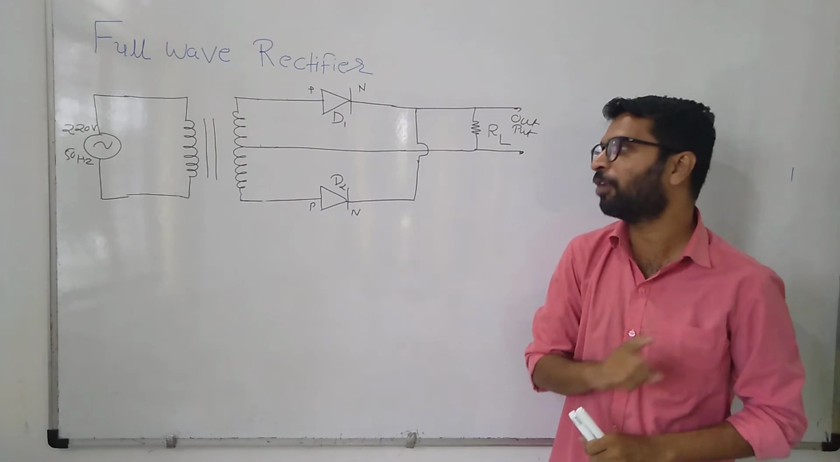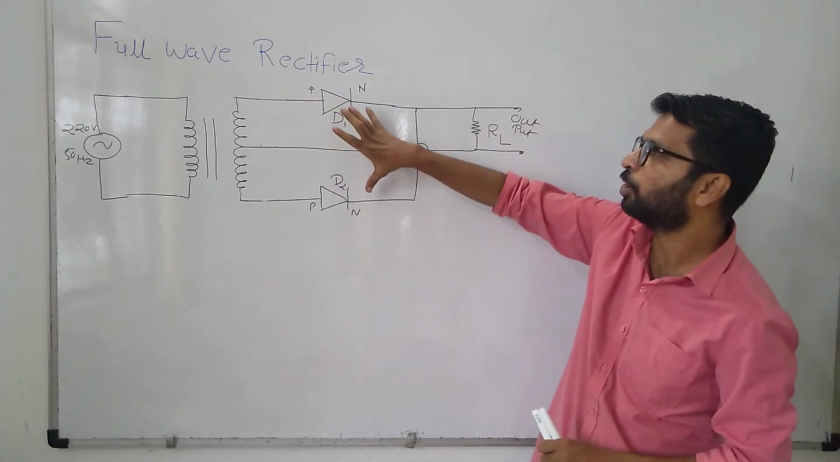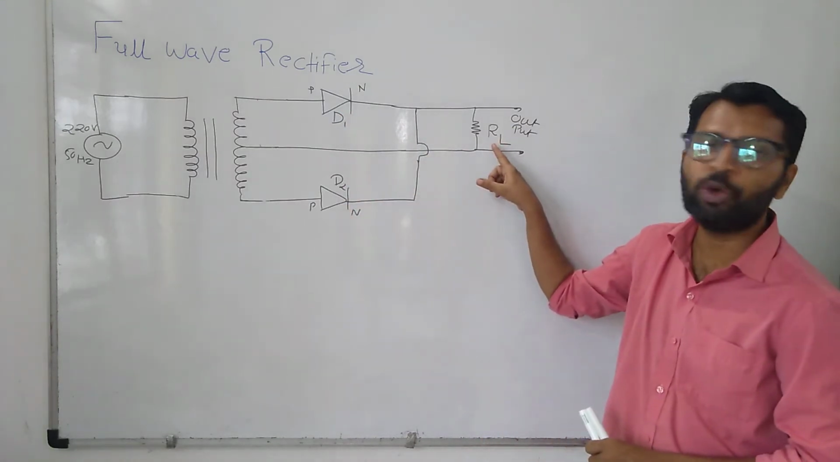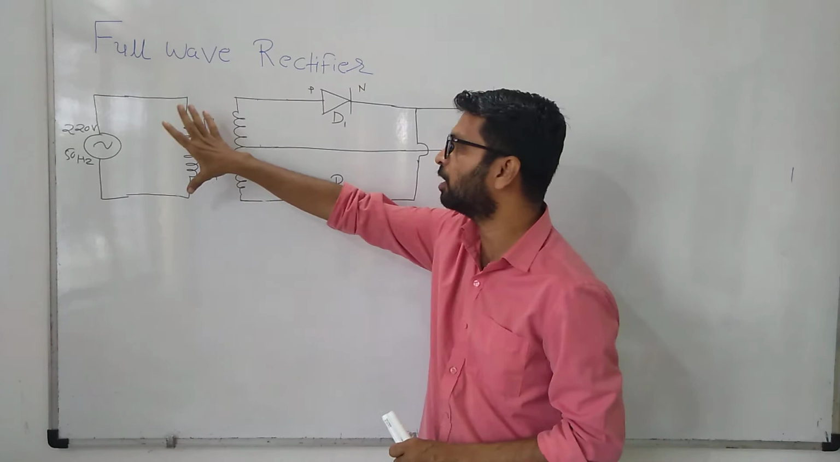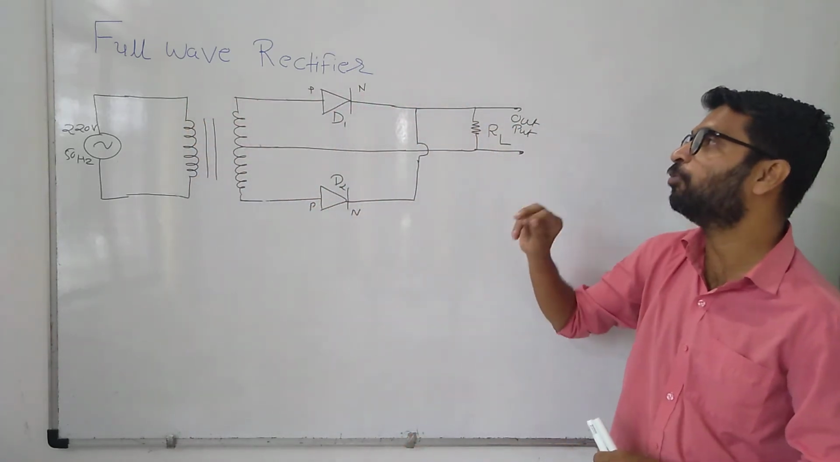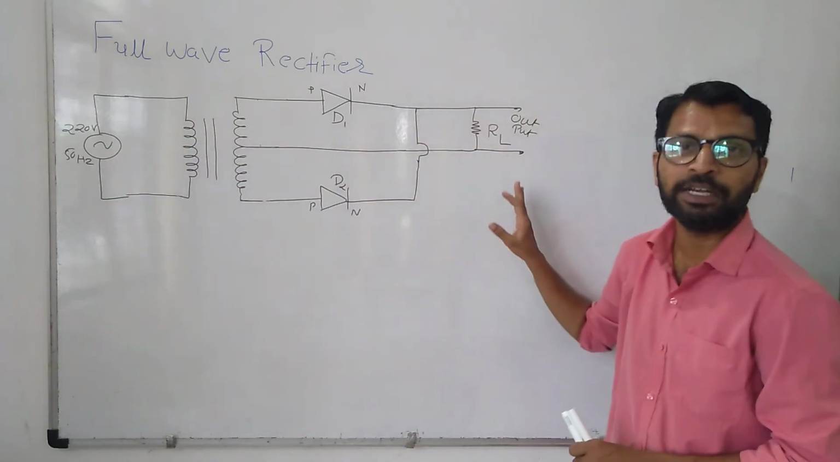In a half wave rectifier we connect only one diode. In a full wave rectifier we have to connect two diodes, diode D1 and diode D2, and then the load resistance. So this is the circuit diagram of the full wave rectifier. Now we will understand how it converts AC into DC.